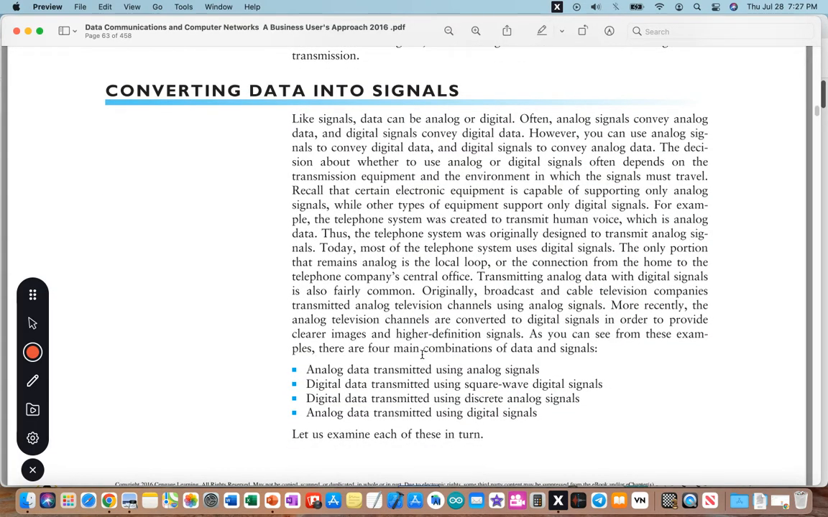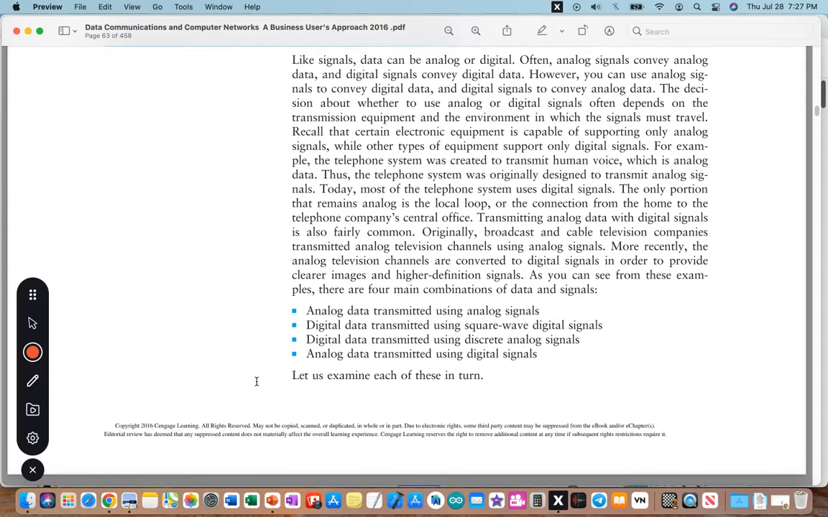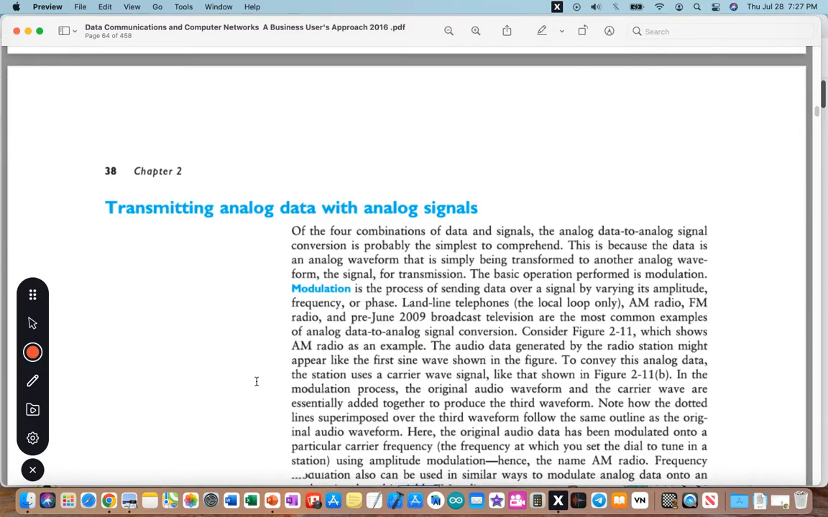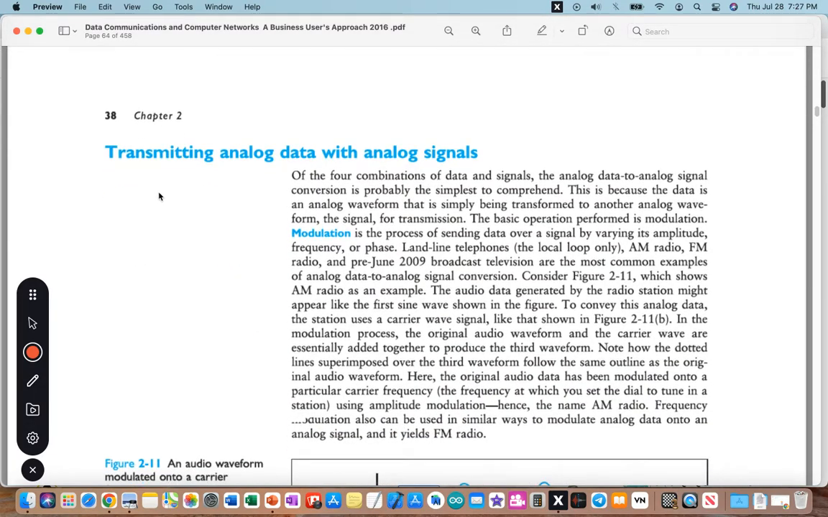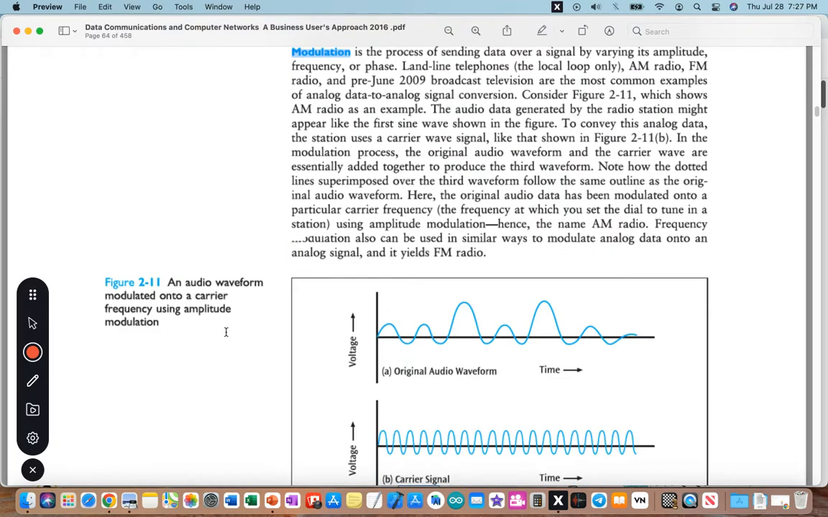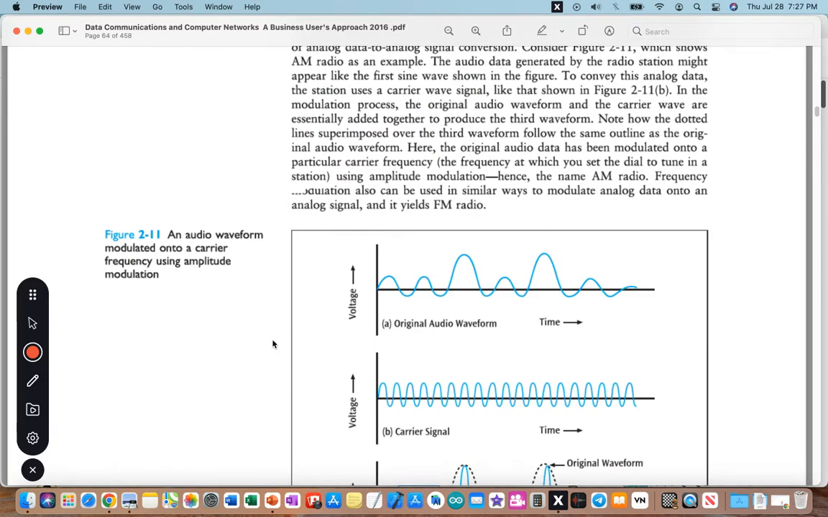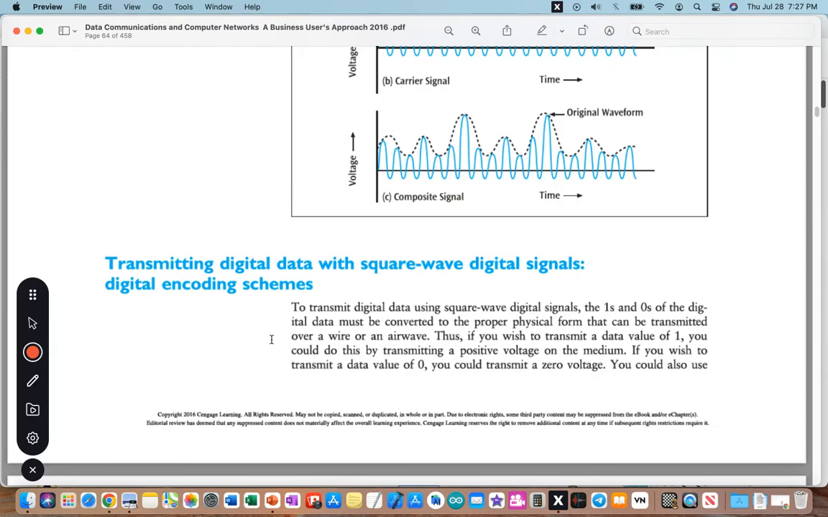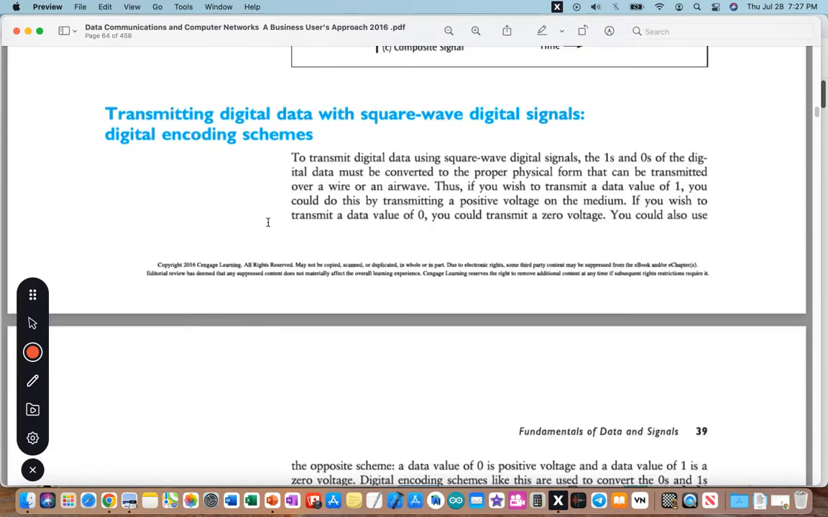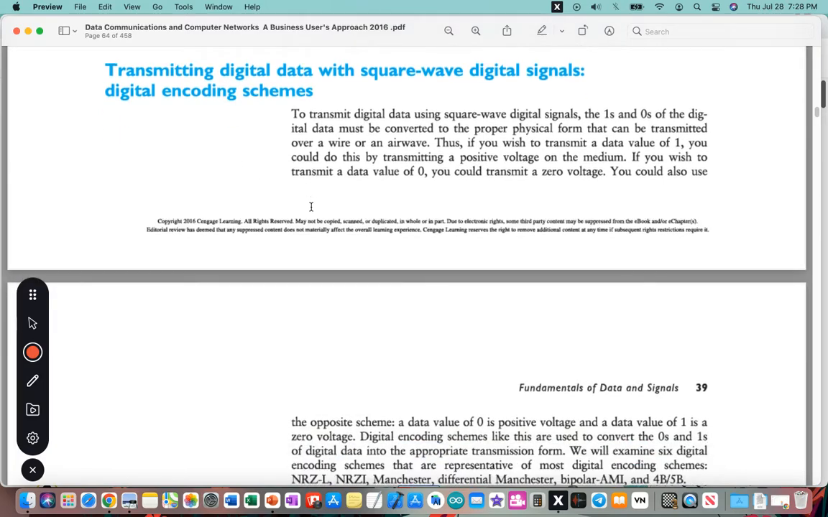Converting data into signals. Transmitting analog data with analog signals is called modulation, just like AM and FM. Transmitting digital data with square wave digital signals uses digital encoding schemes, digital to digital.